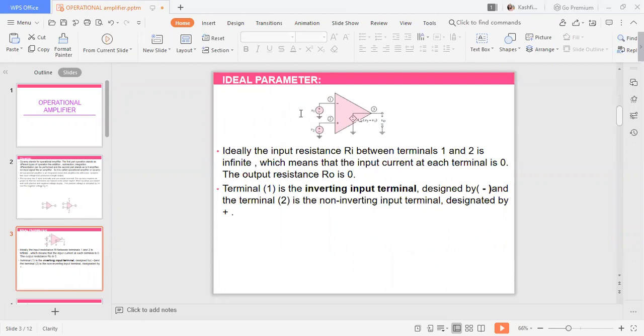Now, ideal parameters. Ideally, the input resistance Ri between terminals 1 and 2 is infinite, which means that the input current at each terminal is 0. The output resistance Ro is 0. The terminal 1 is the inverting input terminal designated by minus, and the terminal 2 is the non-inverting input terminal designated by plus.